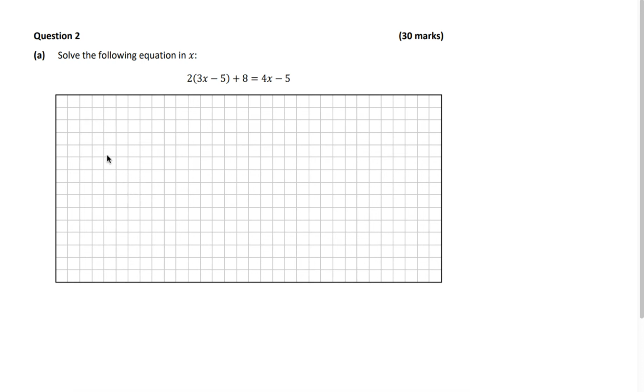Welcome to O'Reilly Maths. This is the Leaving Cert Ordinary Level paper from 2022, and we're looking at question number 2. Part A says solve the following equation in x.